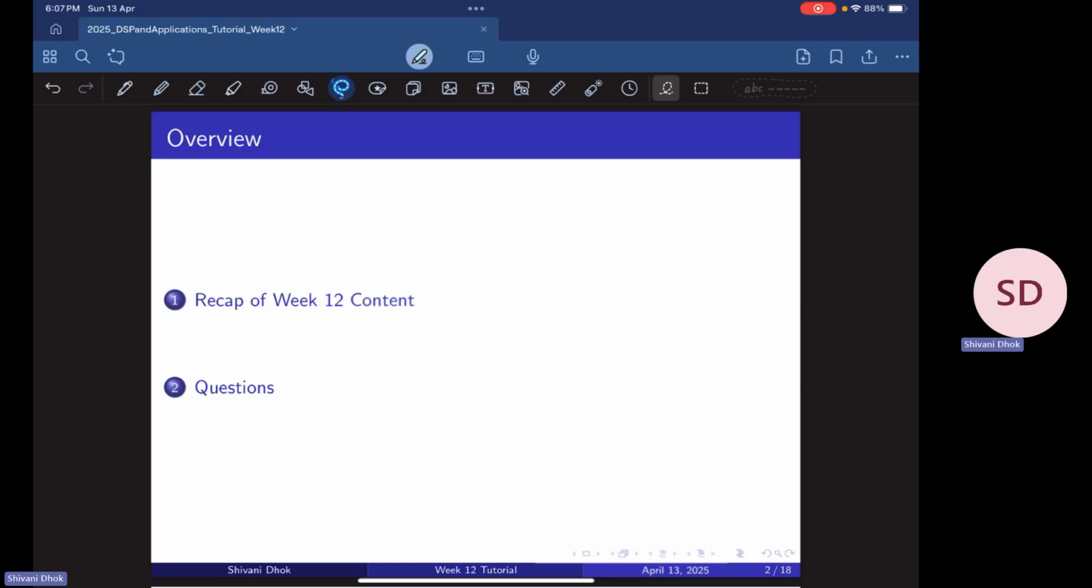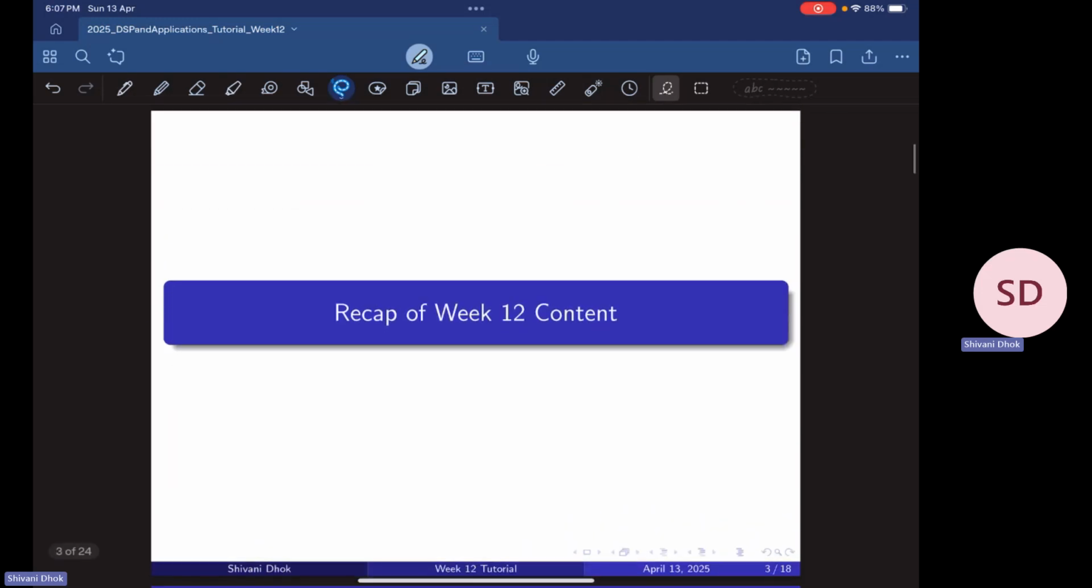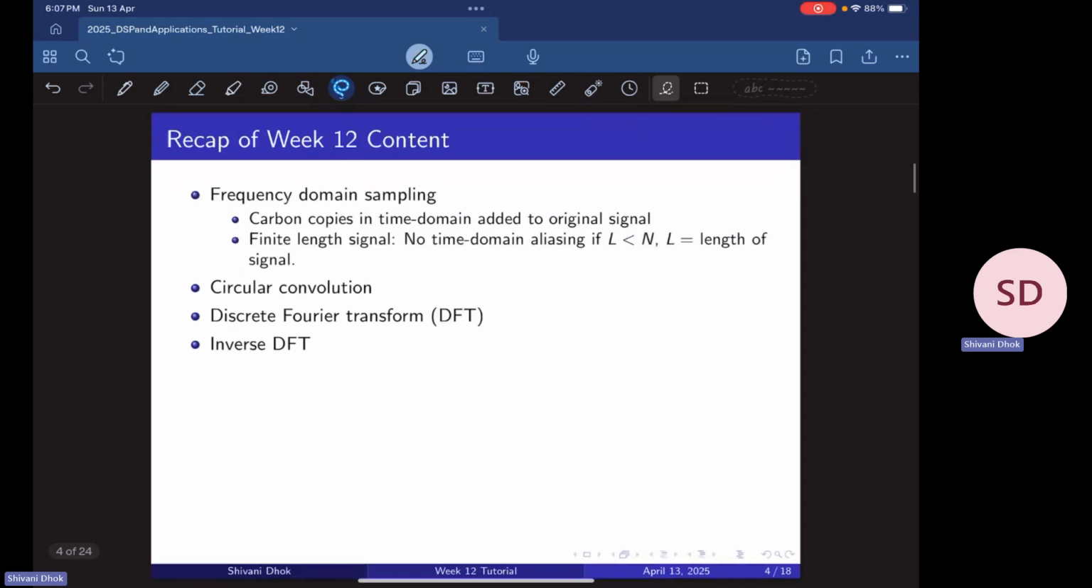Okay, so let's start with the recap of week 12 content. So the first thing that we did in this week was revisiting the frequency domain concepts. Till last week we were looking at filters and their representations. In this week we switched gears, and now we have started to look at the sampled version of frequency domain. So what do we mean by frequency domain sampling?